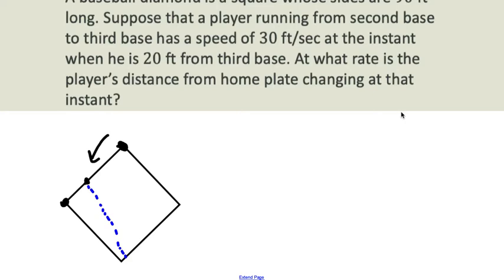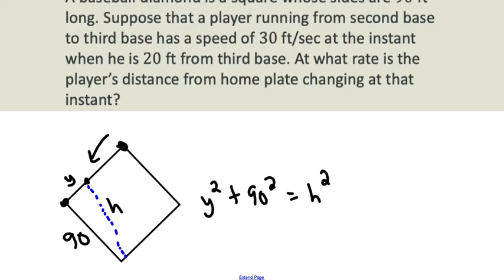So let's see what we have here. Let's label some things. I'm going to call this Y, and I'm going to call this X. No, I'm not, because I don't need a variable over here, because I already know that this over here is always 90. I'm going to call this H, because that's my distance from the person to home base. Okay? So now when I set up my Pythagorean theorem, I'm going to say y squared plus 90 squared is equal to h squared.